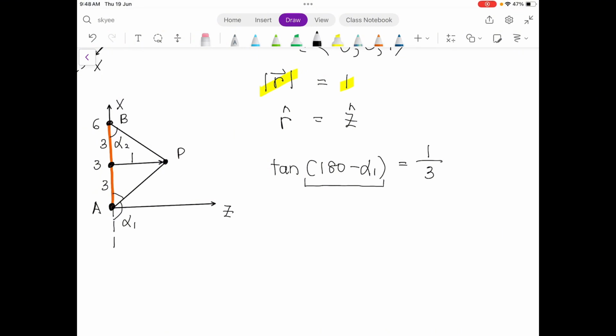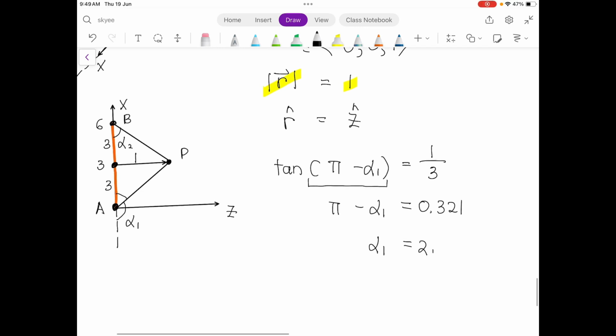So if I'm using radians, this one should be pi. Pi minus alpha 1 is equal to 0.321. So my alpha 1 is equal to 2.82. Alright, this is my alpha 1.